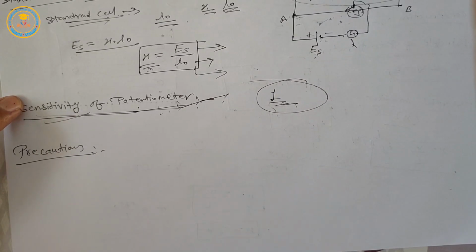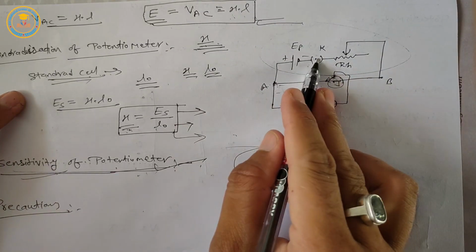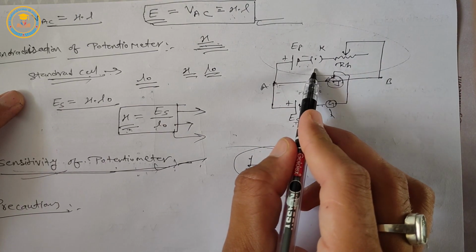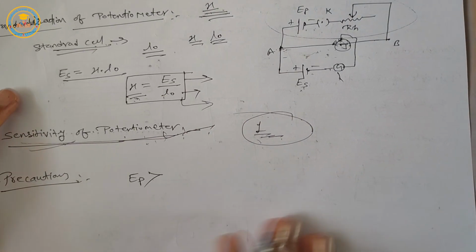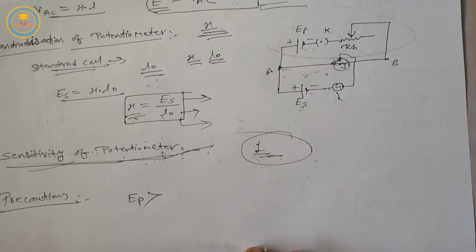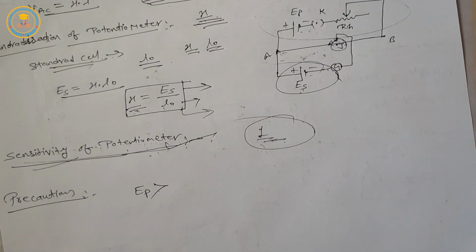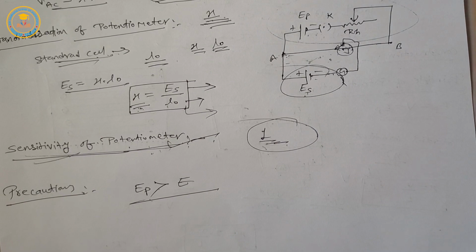Now some precautions for the potentiometer. First, which is very important, the electromotive force of the cell connected in the primary circuit, denoted by EP, is always greater than the electromotive force of the cell connected in the secondary circuit. It means EP must always be more than E. This is a very important precaution for our potentiometer.